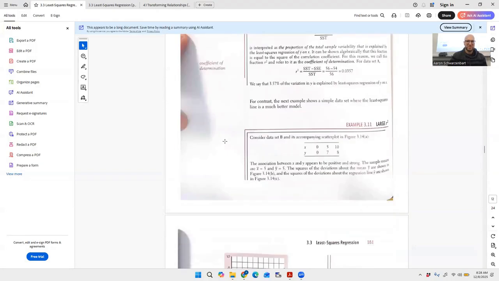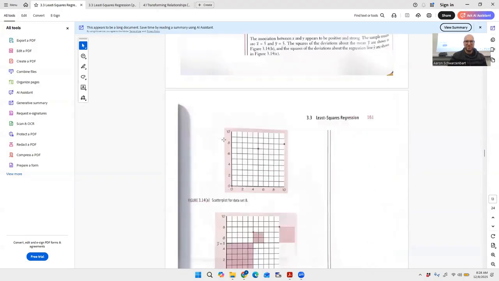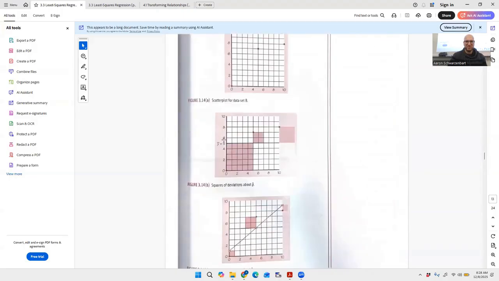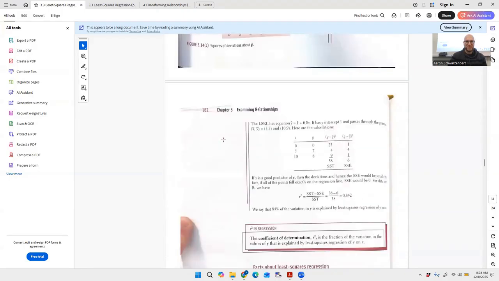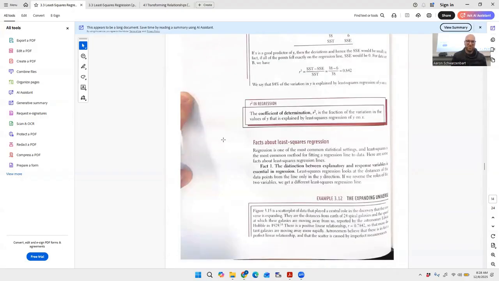That makes sense about r squared. You don't really need to use the complicated r squared formula. R squared is called the coefficient of determination. R is called the correlation coefficient. R squared, coefficient of determination.